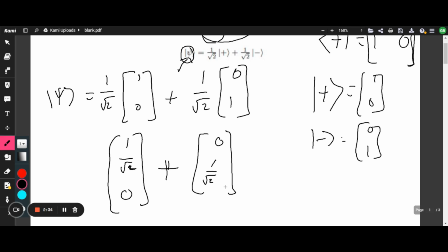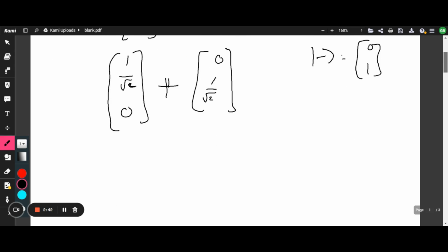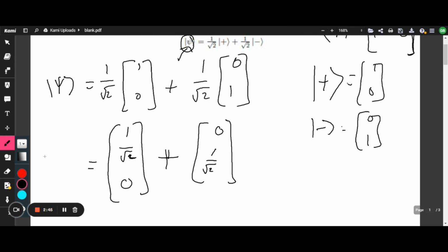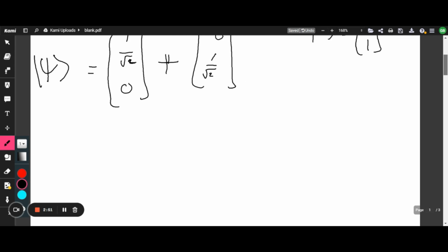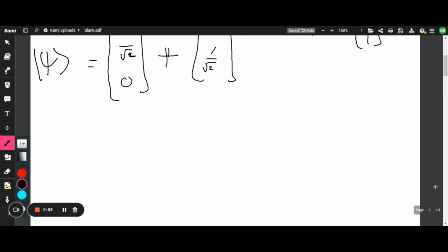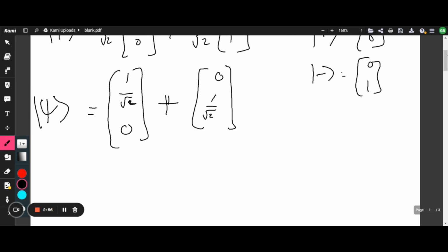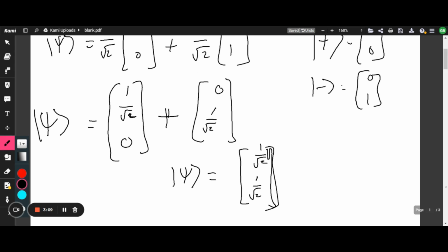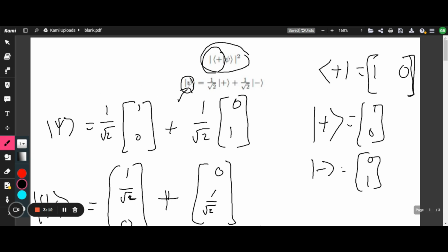And remember, you're multiplying a scalar times a vector. You just multiply the constant by each of the terms in the vector. And that equals the psi ket vector. Then adding these two vectors together, we get psi is equal to 1 over square root 2, 1 over square root 2. So that was successful. We have successfully represented this function as a matrix.